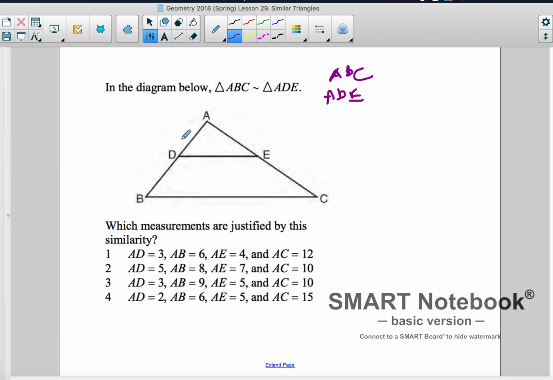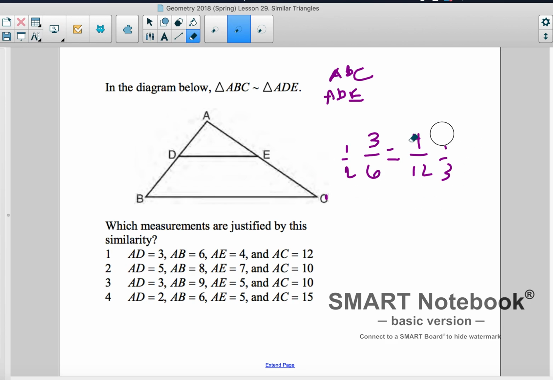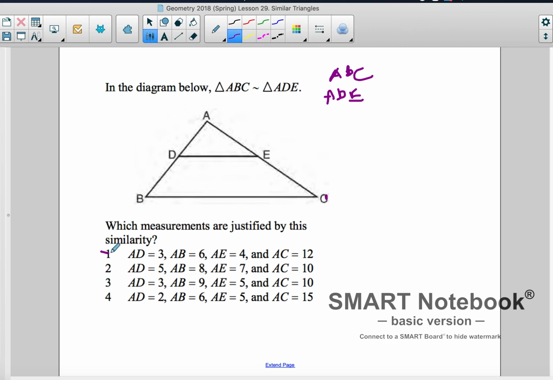So they're telling us AD is 3, AB, this big guy here, is 6. So those should be proportionate to each other, a little triangle over big triangle. And then AE is 4, little triangle over AC, big triangle. Are these equal to each other? Well, no, because this is 1/2 and this is 1/3. So those are not equal to each other, so that doesn't work. All right, well, let's try another one. That does not work. Cross out number 1.